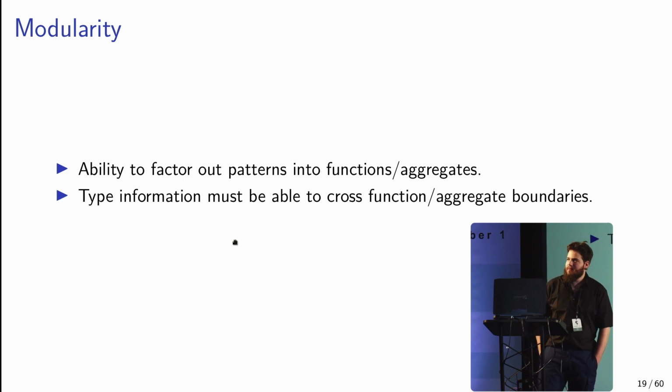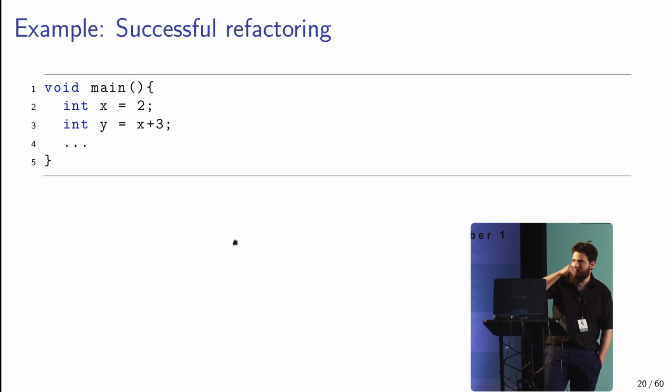So I talked about modularity. What is this? Modularity means you're able to factor out patterns into functions or aggregates. And type information, therefore, must be able to cross function aggregate boundaries. So now we will have some example of a successful refactoring.